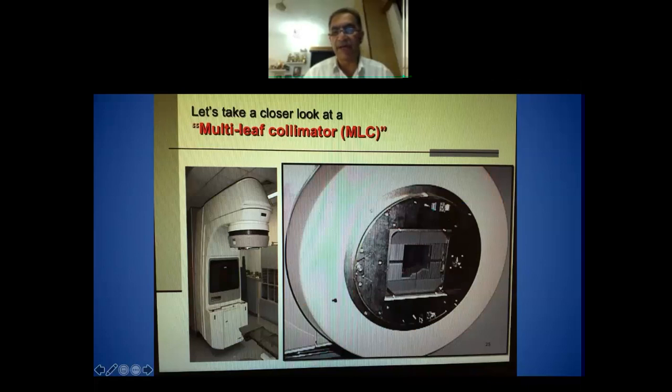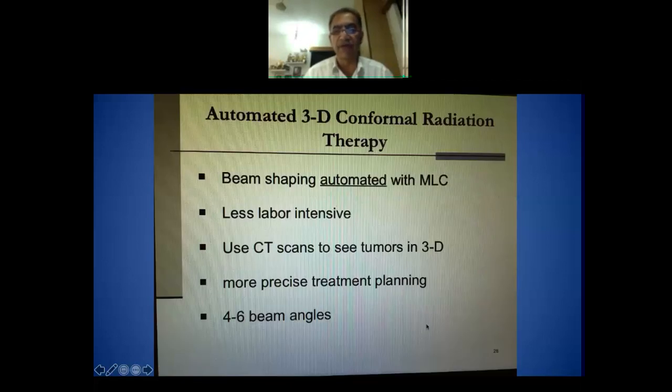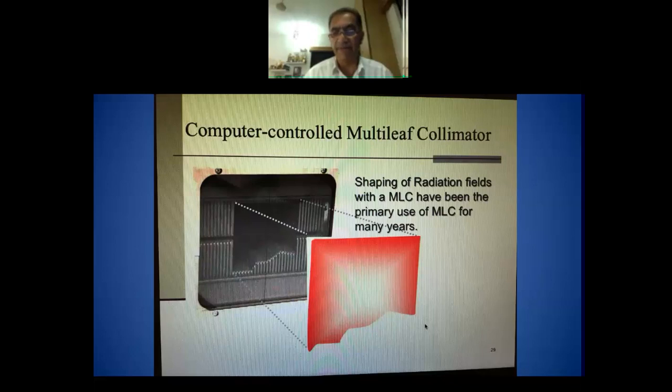So this is how the multi-leaf collimator looks inside. Now this is the head of the machine, and you are actually looking inside the head of the machine, and you see these multi-leaf collimators which are assuming the shape of the tumor. So we call it beam shaping, and these are fully automated. So the whole thing has become less labor intensive today.